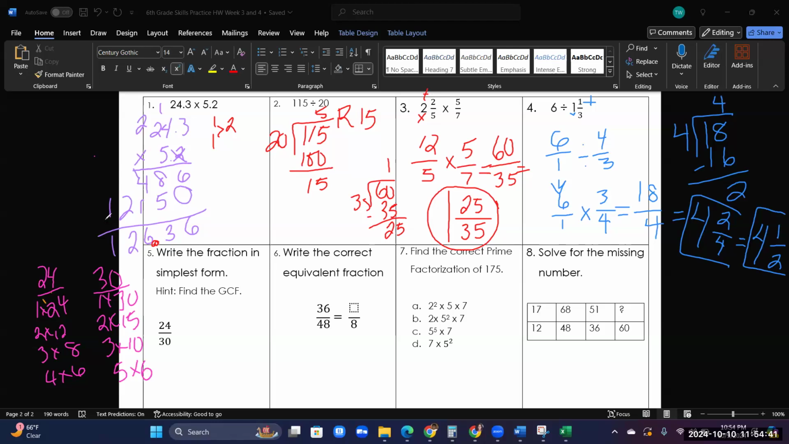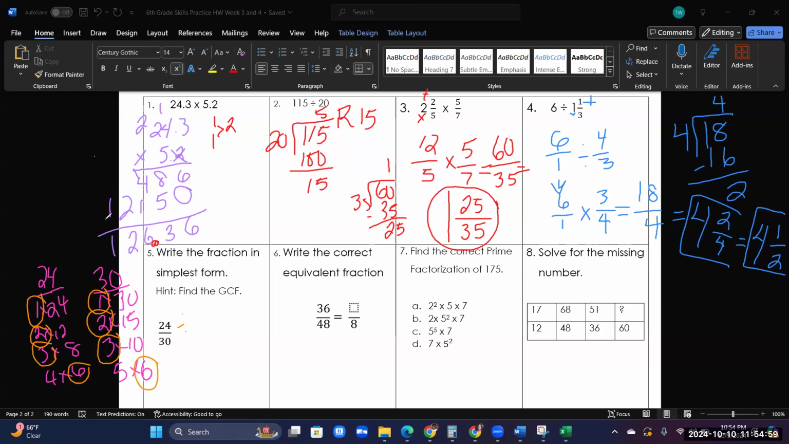Find what they have in common. 1, 2, 3, 6. All right, looks like that's 6. So 6 would be our GCF.